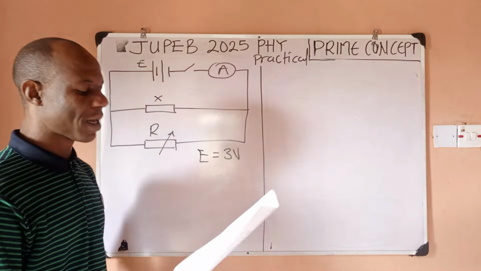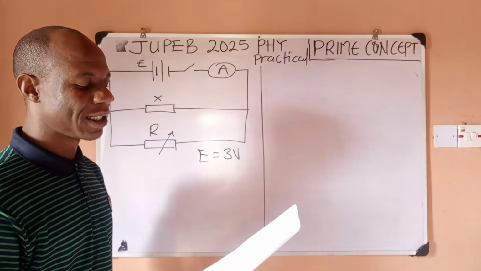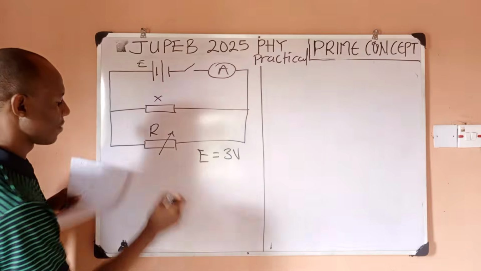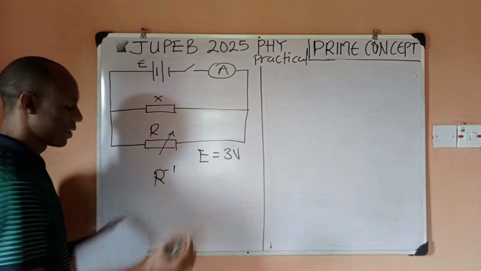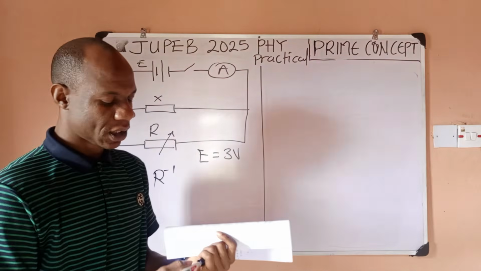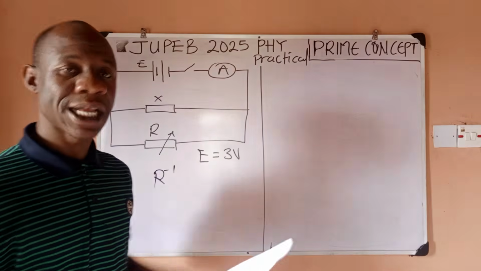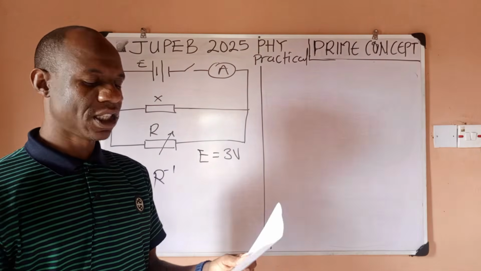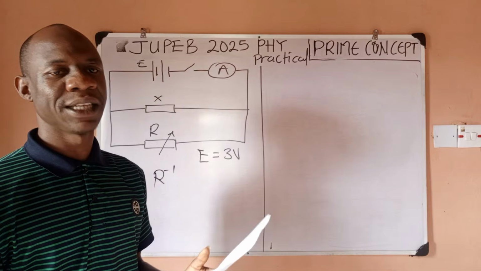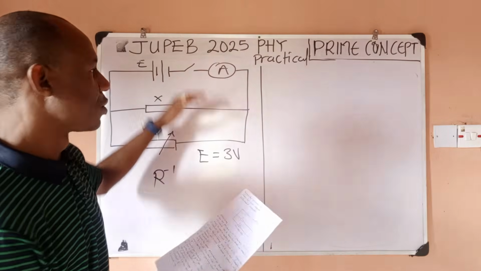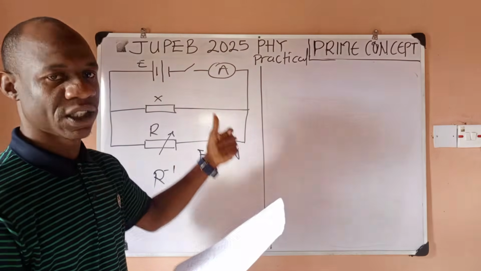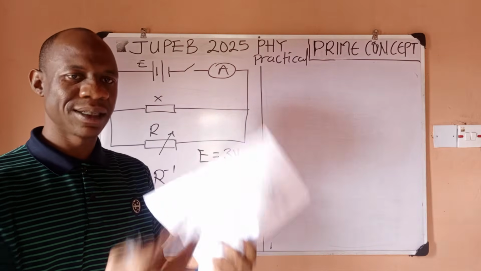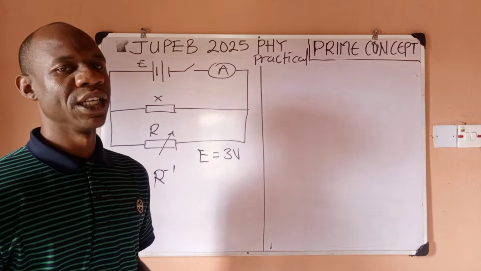Now the next part of the question says evaluate R inverse. So they want you to evaluate R inverse. If you notice, in other years, they used to provide a table and you just fill your table. But in this particular year, no table was provided. So it means that from reading the procedure of this question, you should be able to generate your table and tell the parameters that should be in your table.